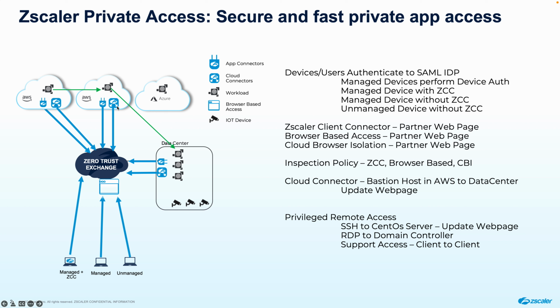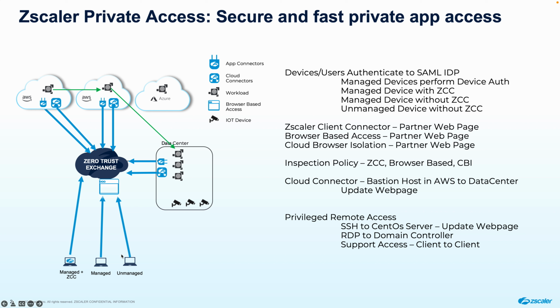In our AWS environment, we've got a Bastion host, we've got Cloud Connectors and App Connectors. App Connectors provide inbound access, Cloud Connectors provide outbound access for ZIA and ZPA. So they're giving us the connectivity from the AWS environment back to my data center environment. So we'll demonstrate that. And then we've got some privileged remote access.